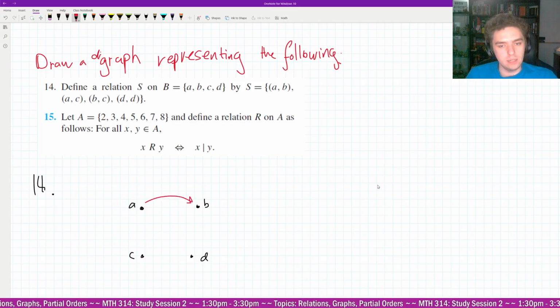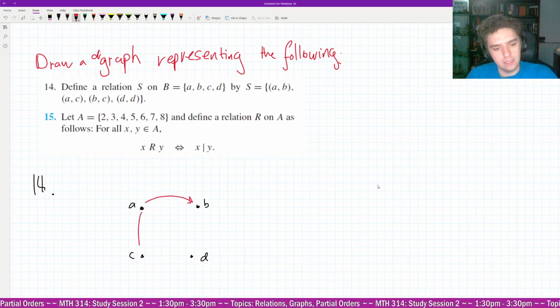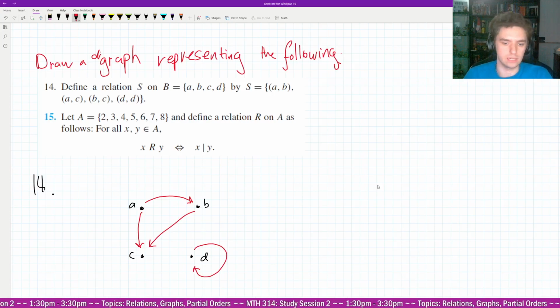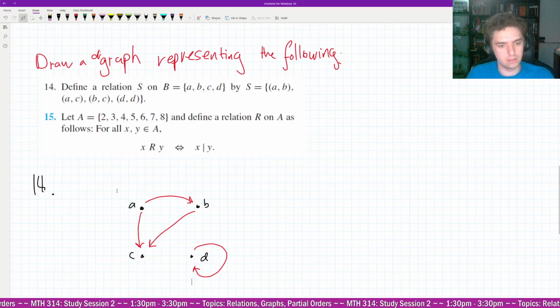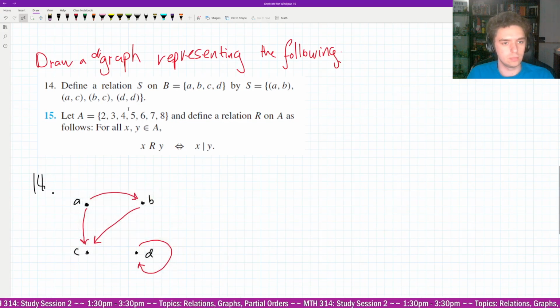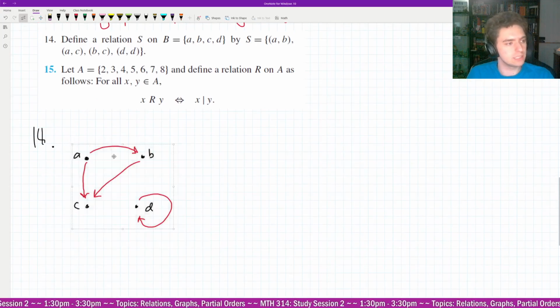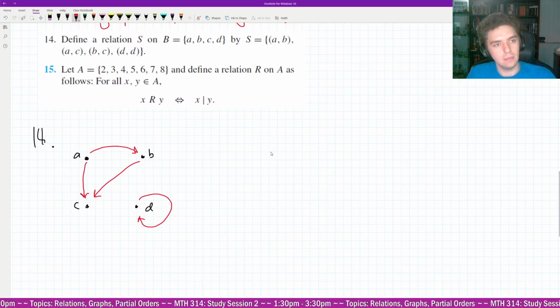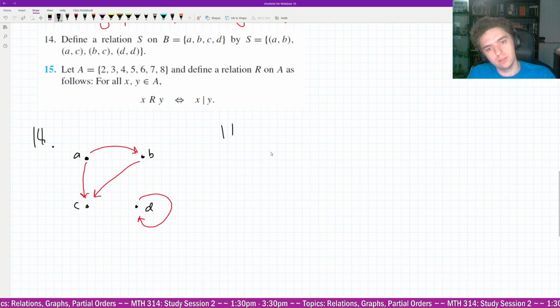So A is related to B, A is related to C, B is related to C, and D is related to D. Nothing's related to D except itself. Okay, and there we go. This is a graph that represents this relation here. And we'll talk a little bit about whether this is transitive, reflexive, symmetric in a second. But for now, let's just draw the other graph too.